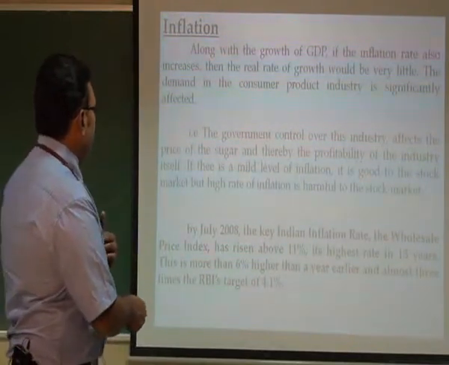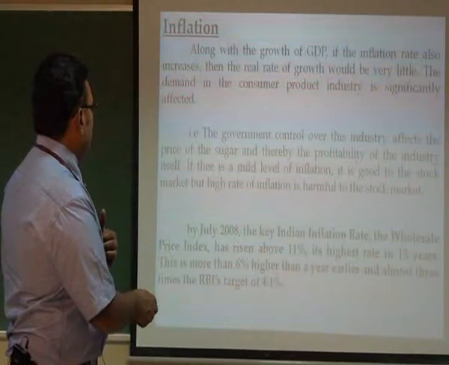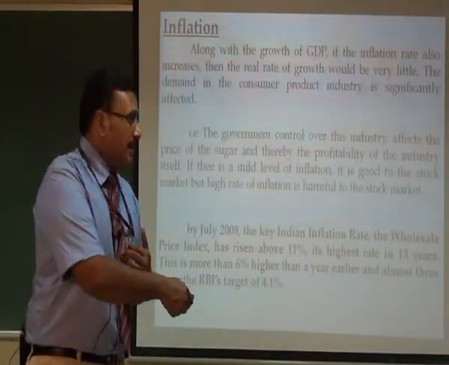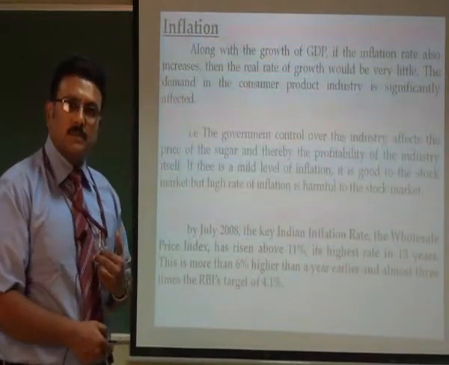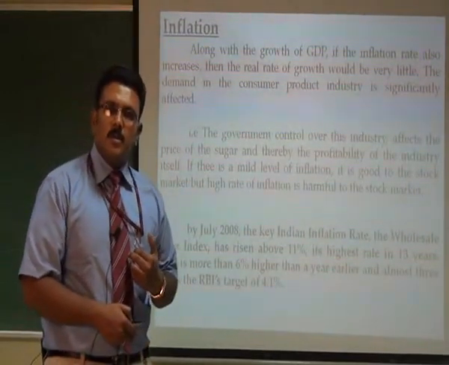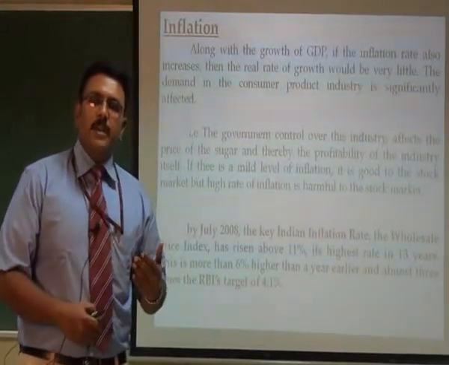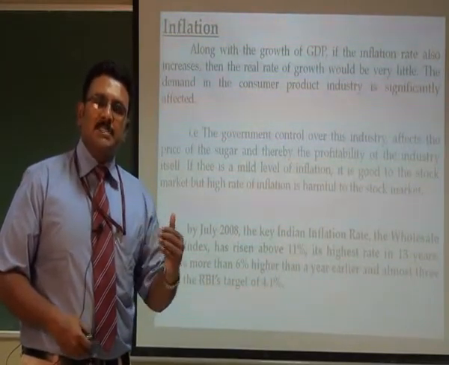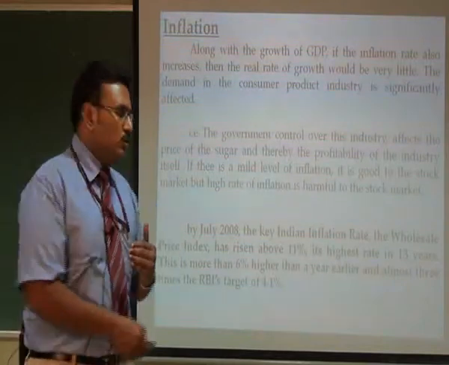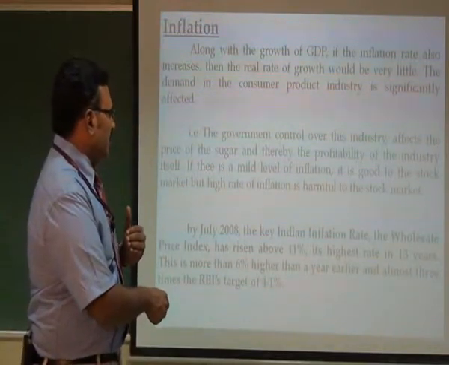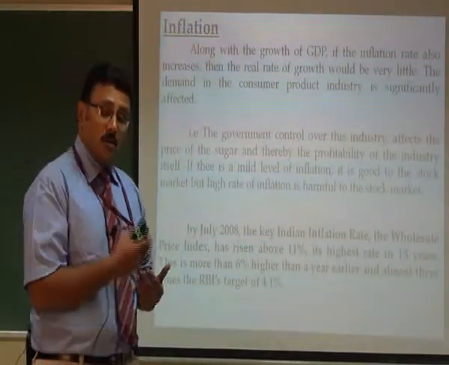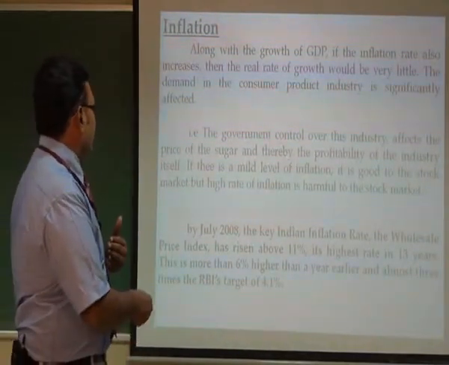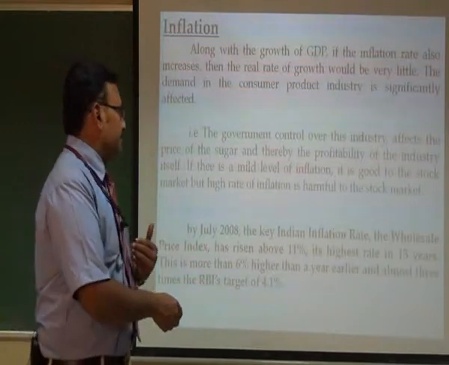And you have to see, by July 2008, the inflation price index is 11%. That was the highest in the last 13 years for us. Previously, you may identify the inflation rate was only around 4%, 6%. But in July 2008 alone, it reached 11%. But what happened? The government made measures, and presently it is around 6%.